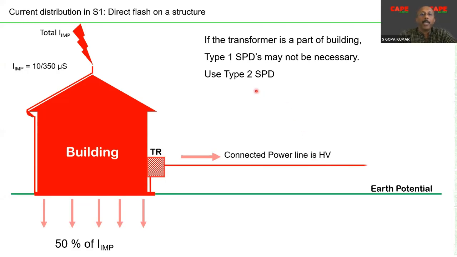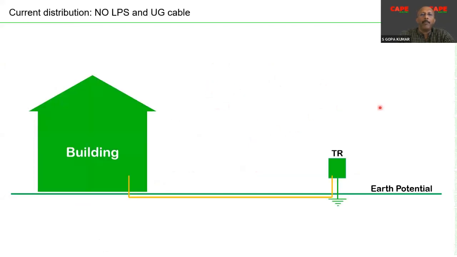In that condition, type 2 SPD is enough. You don't need to go for a type 1 SPD because the current diversion is actually happening through the high voltage line. Your high voltage 11 kV or 22 kV surge arrestor has to be strong enough to handle that particular current. With respect to low voltage supply, you can be happy with a type 2 SPD. Another criterion, for example, imagine your building doesn't have a lightning protection system. When we make the risk assessment, we have to find out what minimum protection is required.